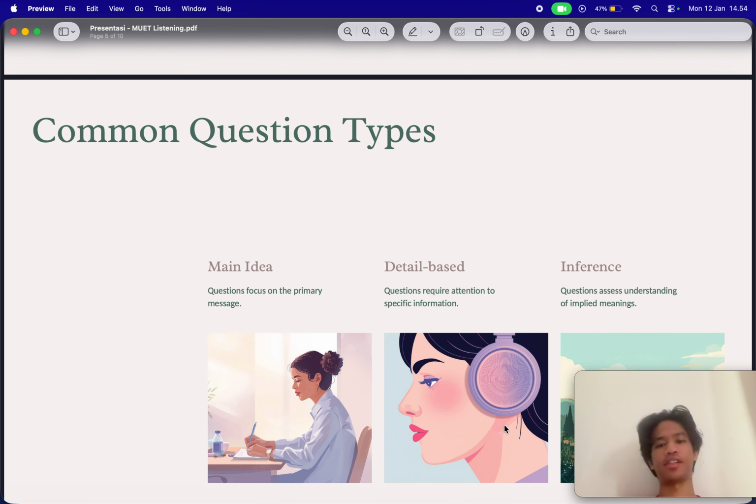In the test, there are different types of questions. Main idea questions ask you to identify the overall message of the passage or conversation. Detailed questions focus on specific information such as facts, numbers, or examples. Inference questions require you to go beyond what is directly said and understand what is implied.